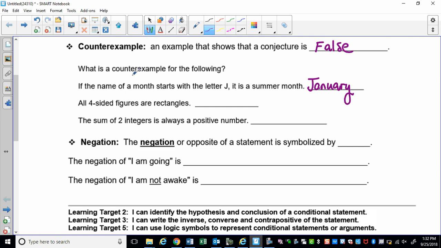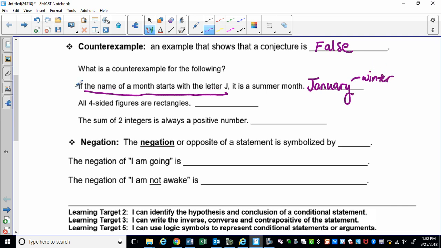So in order to write a counterexample, the hypothesis has to be true. We have to assume that this part is true. So we're talking about months that start with J, and we're going to prove that the conclusion is not true. So it is a summer month. January is in winter.